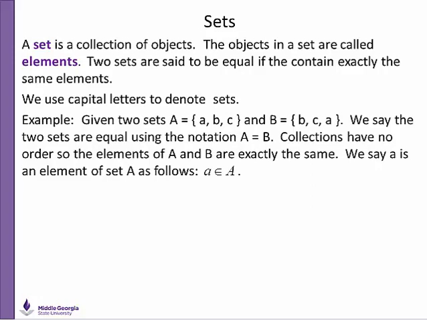Example: given two sets, A equal to the set containing a, b, and c, and B equal to the set containing b, c, and a. We say that the two sets are equal using the notation A equals B. Collections have no order, so the elements of A and B are exactly the same. We say a is an element of set A using the following highlighted notation.